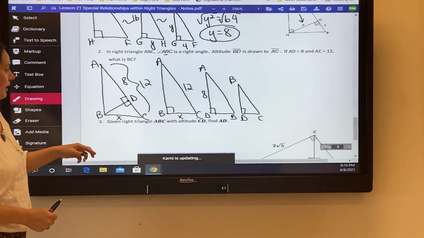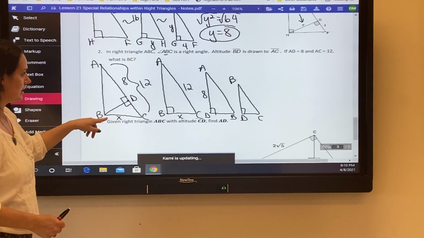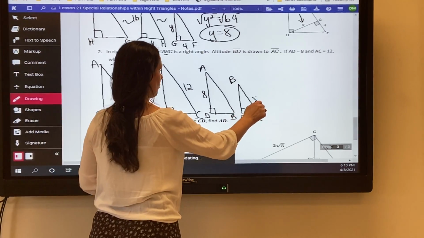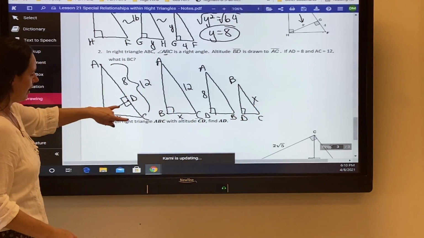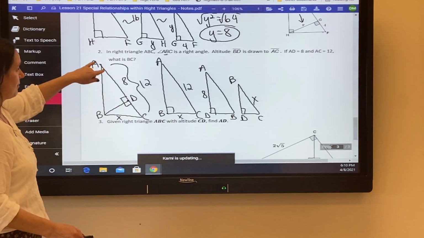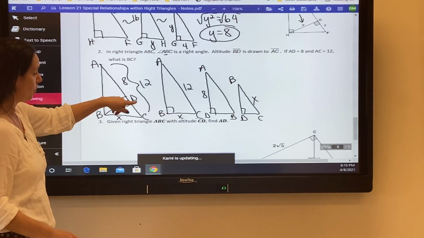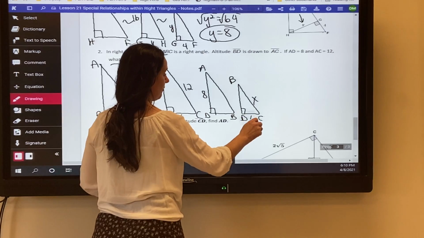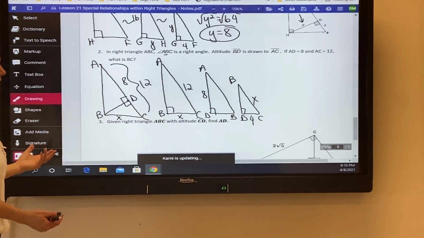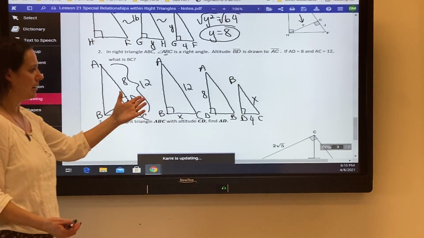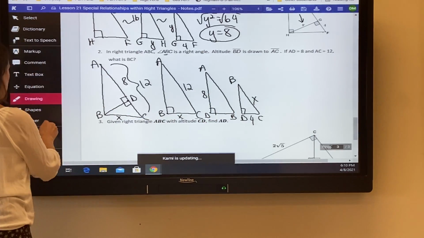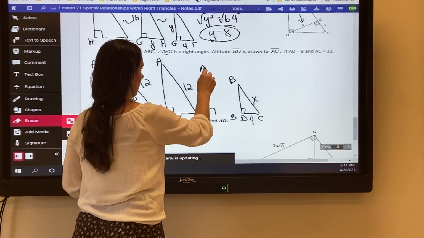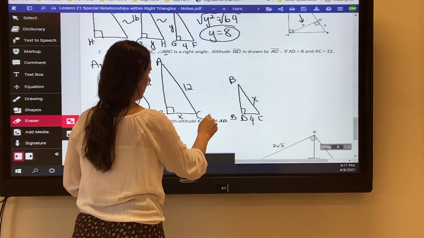And then what can I fill in? Well, I can fill in this BC as an X, so I can put in the X right there. And I really can fill in the DC, right? Because if A to D is 8 and A to C is 12, well then that D to C length is a 4. So really, which two triangles are we going to look at? Now it's going to be the big one and the small one. So let me erase the one that I don't need.